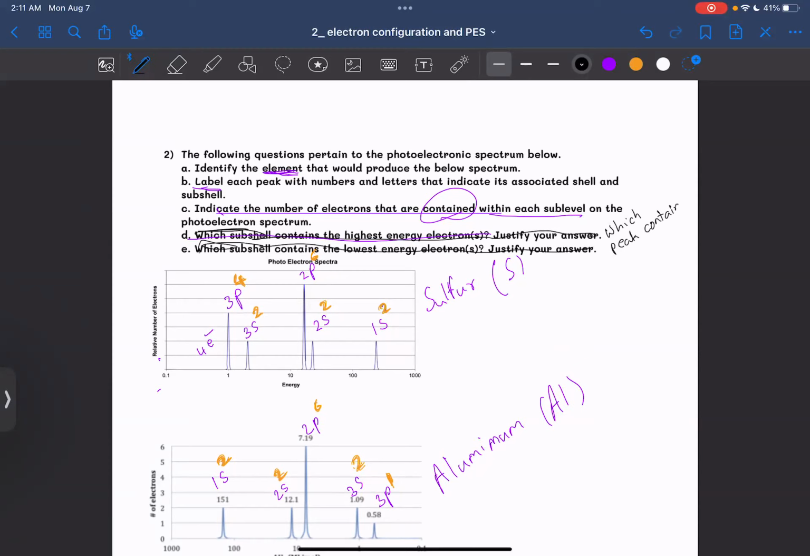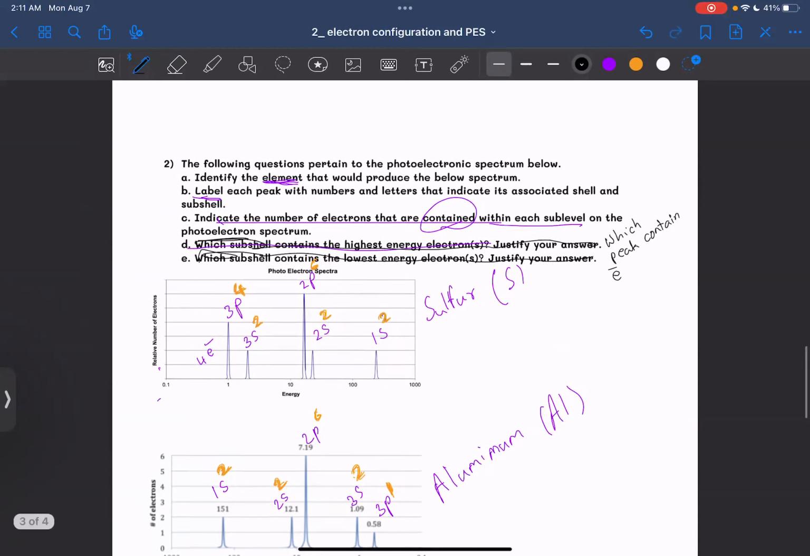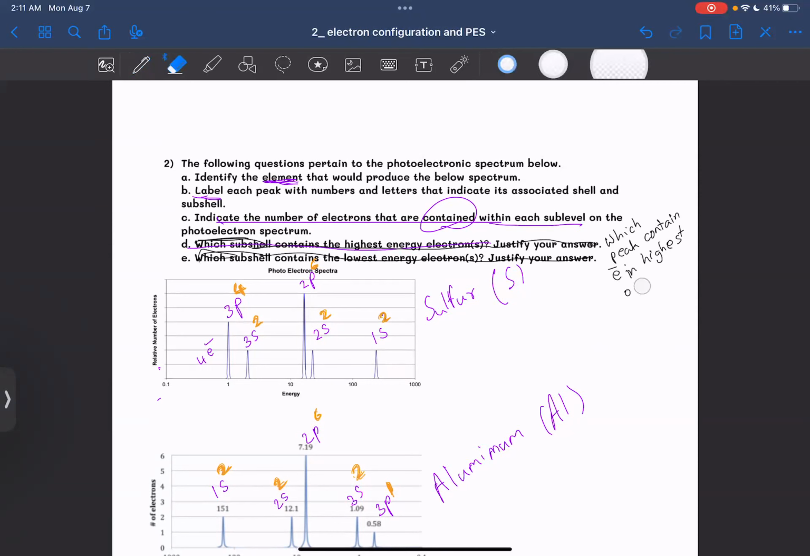contains electrons in the highest occupied energy level, or you can say energy sublevel.